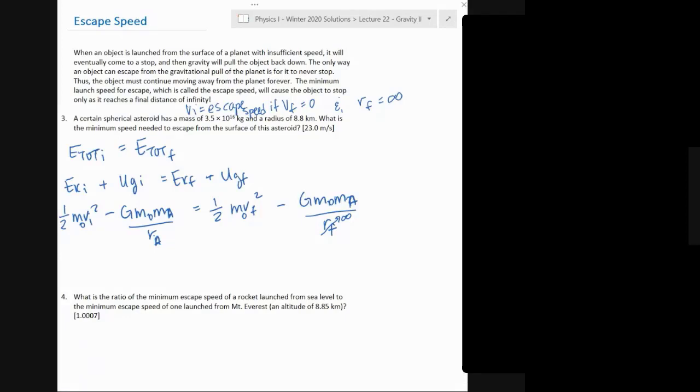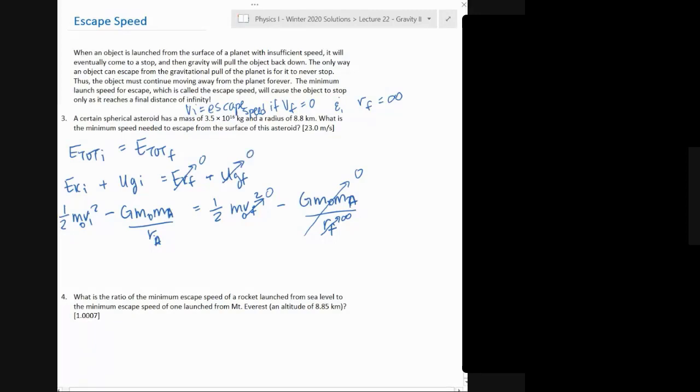Good. So anytime you have a question that asks for the escape speed or the minimum speed needed to escape from the surface of a planet or an asteroid or something, the V final is 0 and the R final is infinity, which means that the UG final is 0. So for all of these questions, EK final is 0 and UG final is 0.